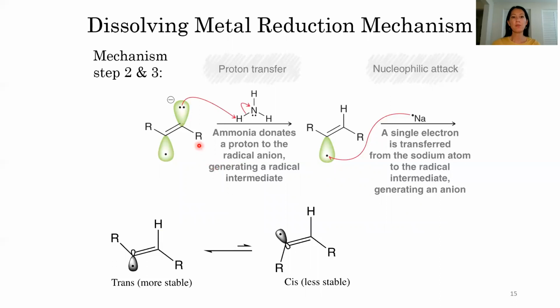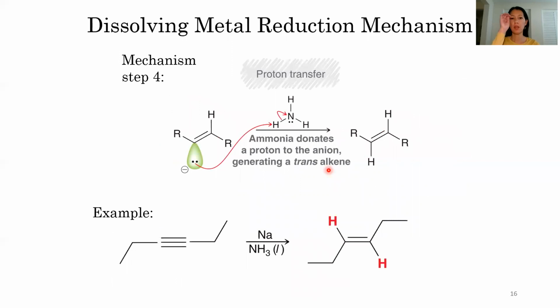So that dictates this trans product in the end. The rest of the mechanism follows by protonation of the carbanion using ammonia. So just think of ammonia as water. A lot of times we want to protonate an anion. It can pull it off from water. Here it's going to pull it off from ammonia. And then another electron is donated from sodium, and then this radical is reduced to the carbanion. Again, trans being more stable. And then that carbanion will again get protonated to give you your trans product shown here.